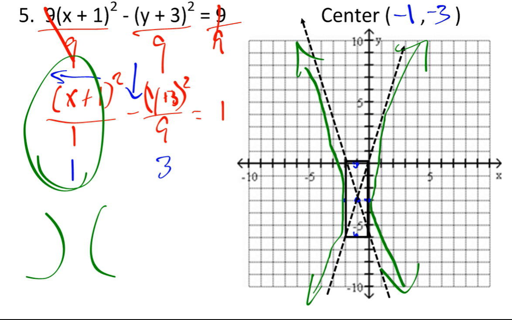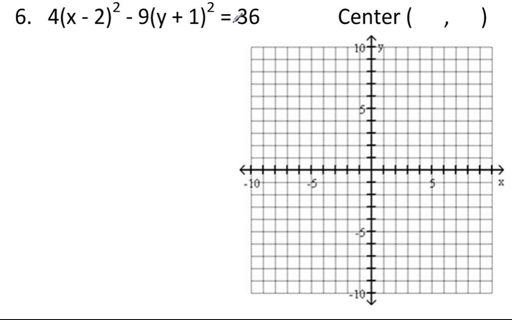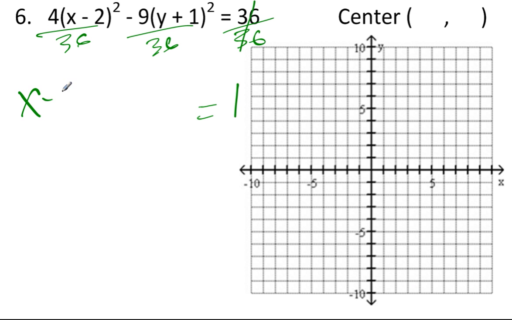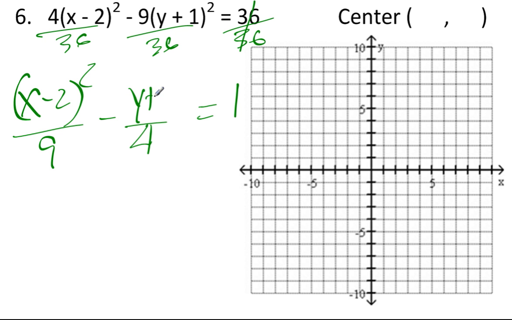Alright, one last one to look at here. Going to divide by our 36. So what that's going to do is get us equal to 1 like we want. 4 goes into 36 9 times, so we're going to have x minus 2 squared over 9, minus 9 goes into 36 4 times, so 4 is going to be on the bottom with my y plus 1 on top.